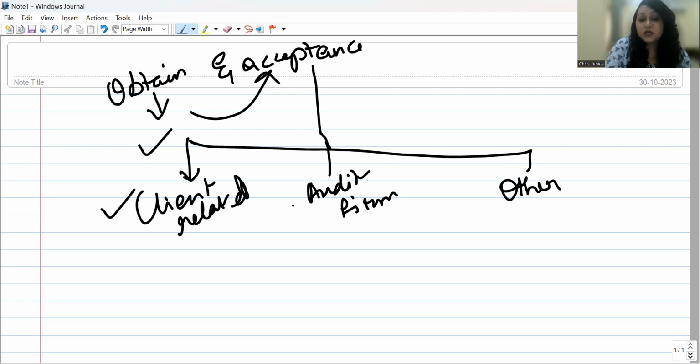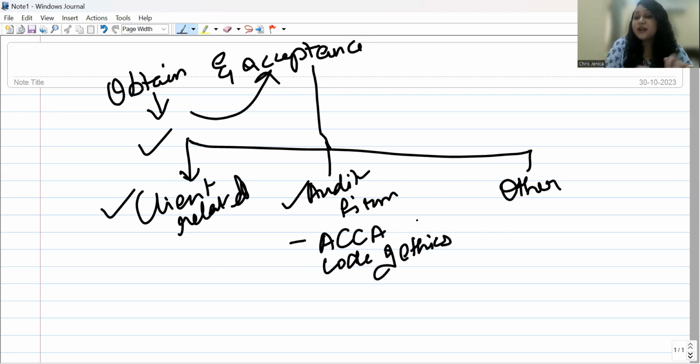Then you have the audit firm related criteria. First of all, whether you will be able to comply with the ACCA Code of Ethics. The fundamental principles as per the ACCA Code of Ethics, we are studying this right from our F1 till the last 13th paper. Hope you all remember: integrity, objectivity, professional competence and due care, confidentiality, and professional behavior. So whether we will be able to comply with this code of ethics.